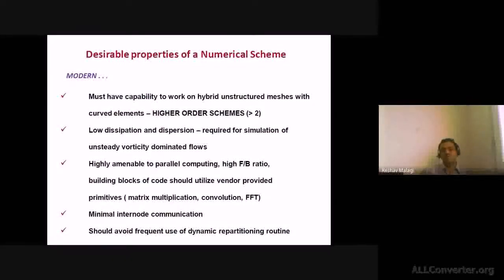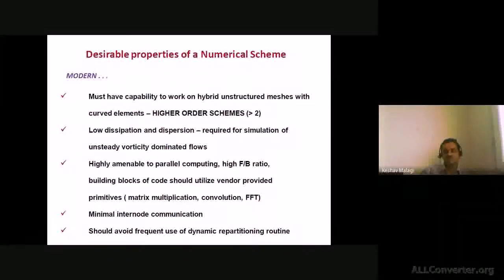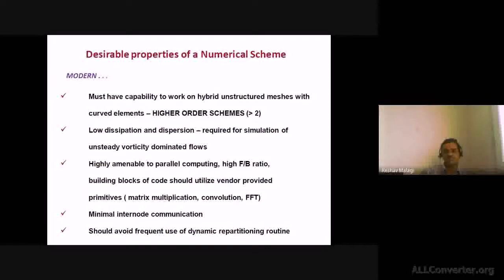The modern thing is, these codes or numerical schemes should not only work on very nice, good structured grids, they should also work on unstructured meshes which are hybrid in nature. That is, various kinds of elements are mixed. And higher order schemes are required now, more than two. What you mean by higher order scheme is, until now it used to be two. So people are now looking at third order, fourth order, fifth order schemes, so that you capture the flow with a minimal number of grid points.